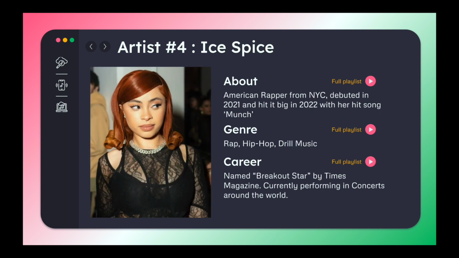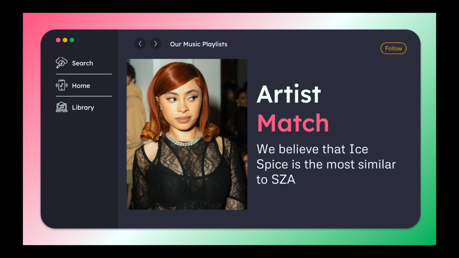And lastly, looking at Ice Spice, she's an American rapper from New York City, and she debuted in 2021 and hit it big in 2022 with her hit song, Munch. Her genre includes rap, hip-hop, and drill music. Regarding her career, she was named the breakout star by Time Magazine and is currently performing at concerts around the world. We personally believe that Ice Spice is the most similar to SZA.